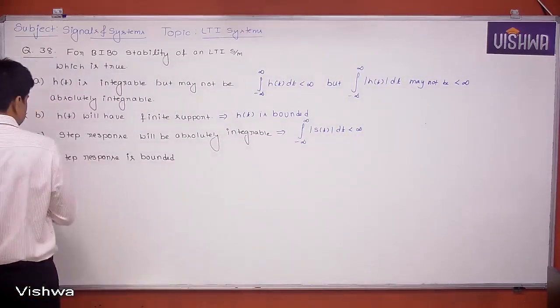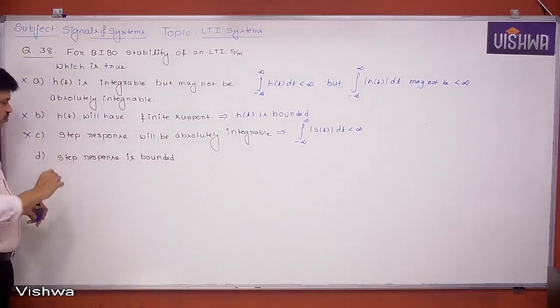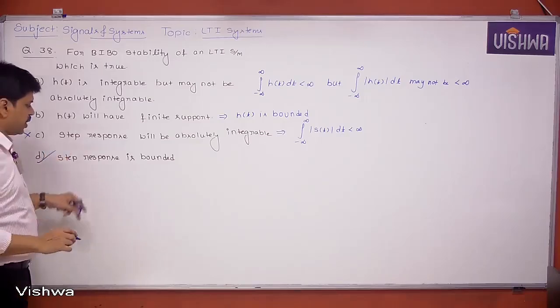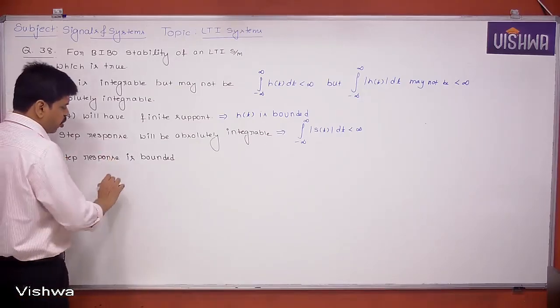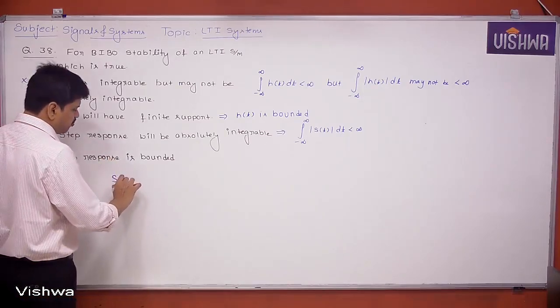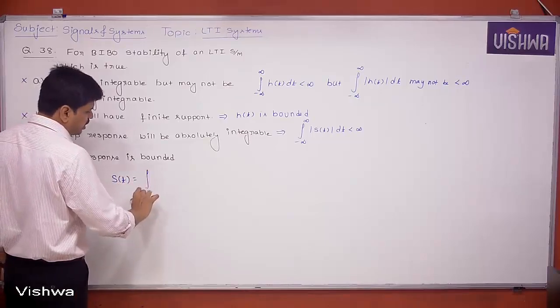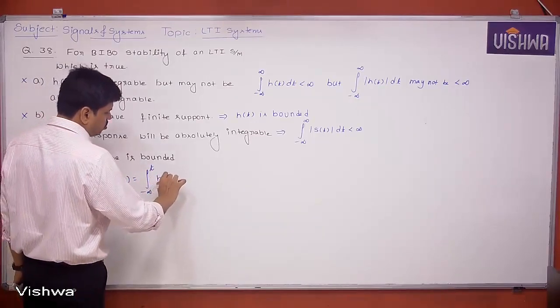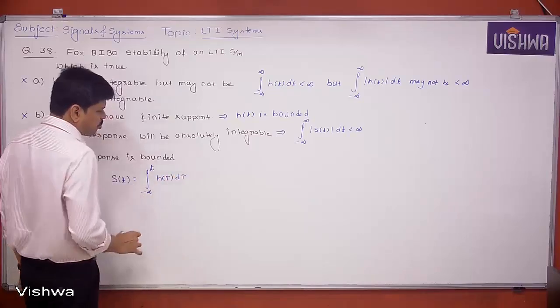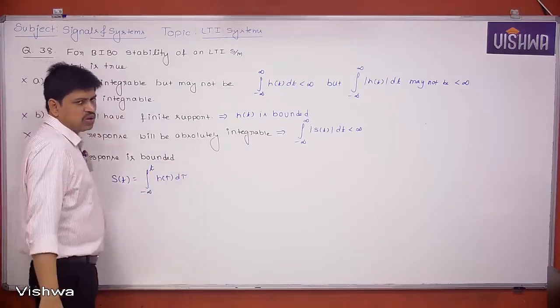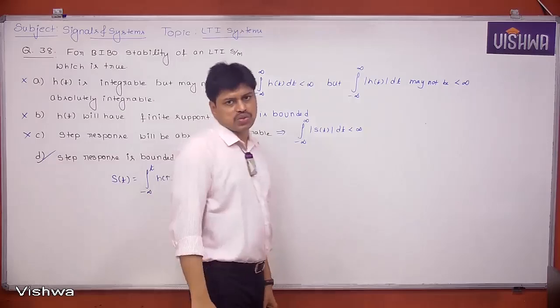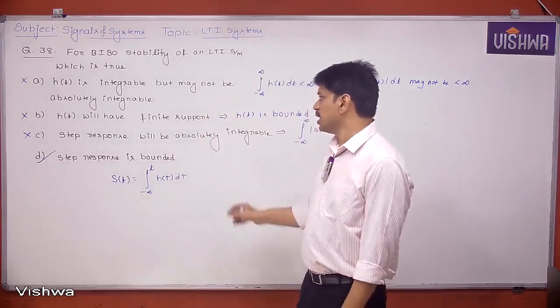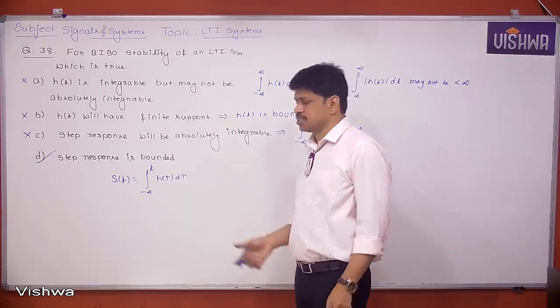But if you observe carefully, option D is correct. Why, sir? Step response is bounded. What is a step response actually? Step response is the integral from minus infinity to t of h of tau d tau. So if it is bounded, this integral is also less than infinity. So definitely yes, option D is correct. Okay, take it.